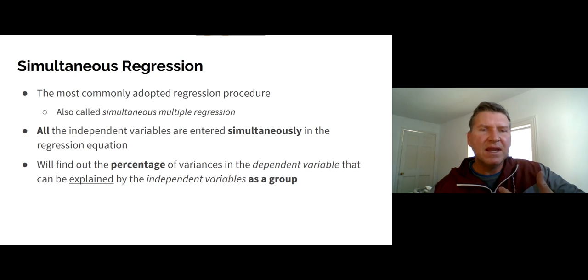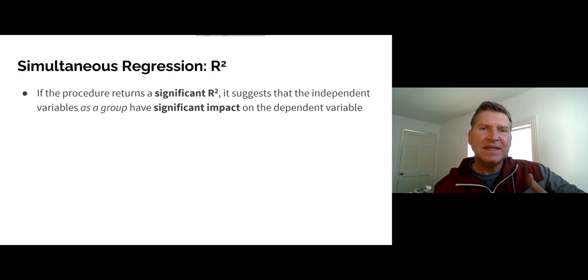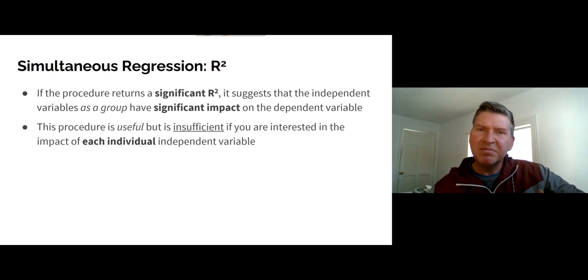That was an explanation of how much of the variance is explained. So if we have a significant R squared, it suggests that the independent variables as a group have a significant impact on our dependent variable. It's nice, but it's not really sufficient if we're interested in the impact of each individual independent variable.